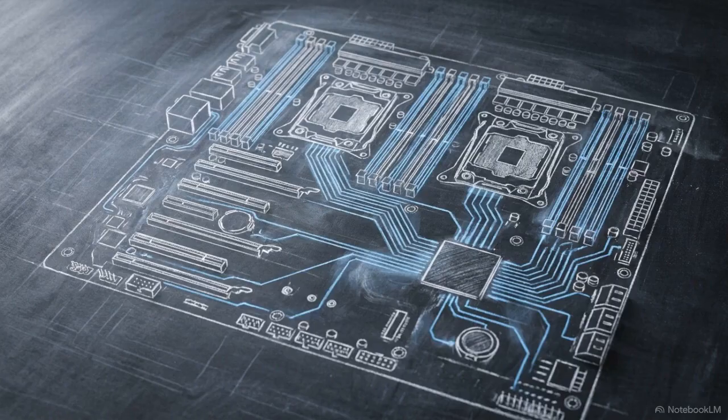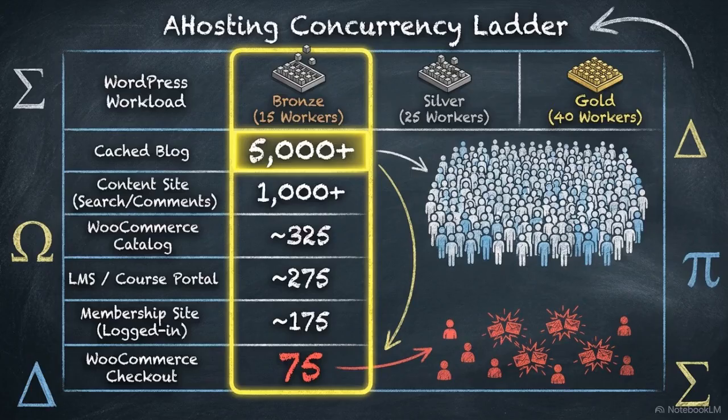We can map this mathematical theory directly onto production limits in the shared hosting environment. This table, the concurrency ladder, maps 3 exact worker allocations against 6 specific WordPress workloads. Isolate the bronze tier's 15 worker column to see how workload type changes everything. At the top rung, those 15 workers easily support over 5,000 simultaneous readers on a cached blog, because the cache hit rate is near perfect. At the bottom rung, those exact same 15 workers will buckle and begin queuing under just 75 simultaneous WooCommerce checkouts.